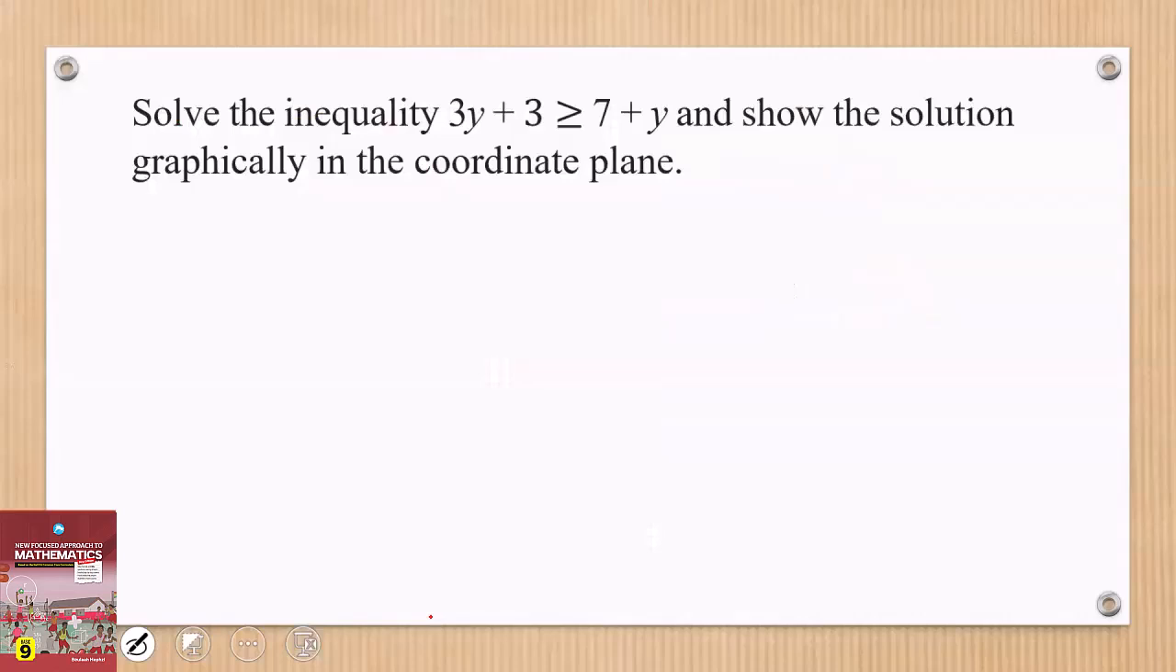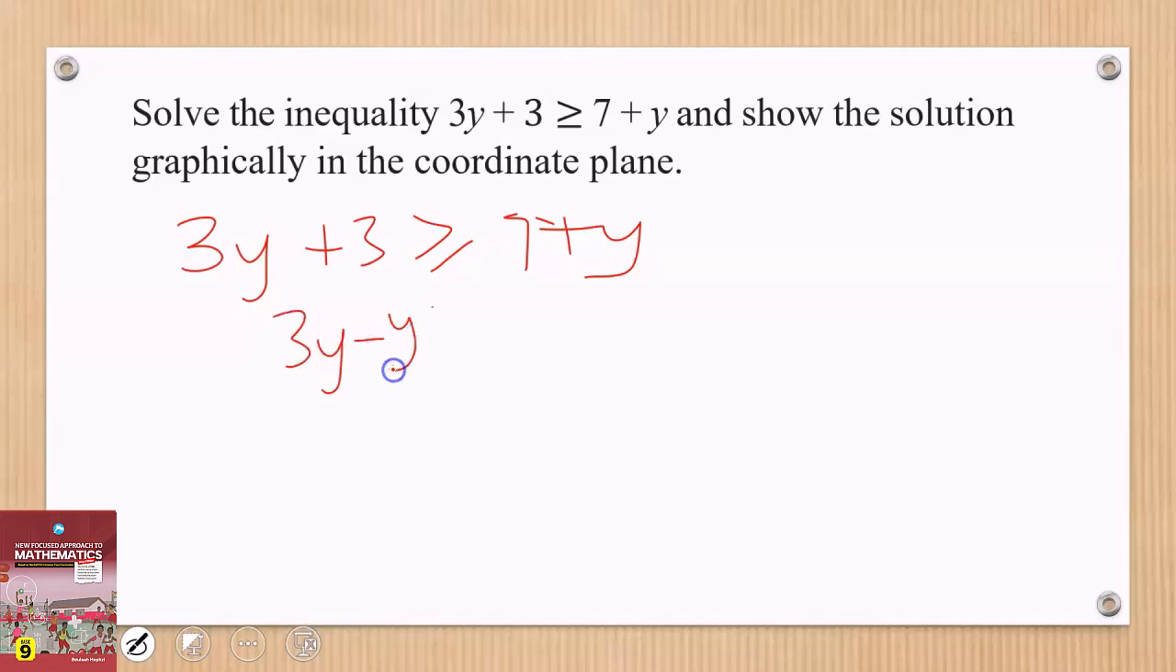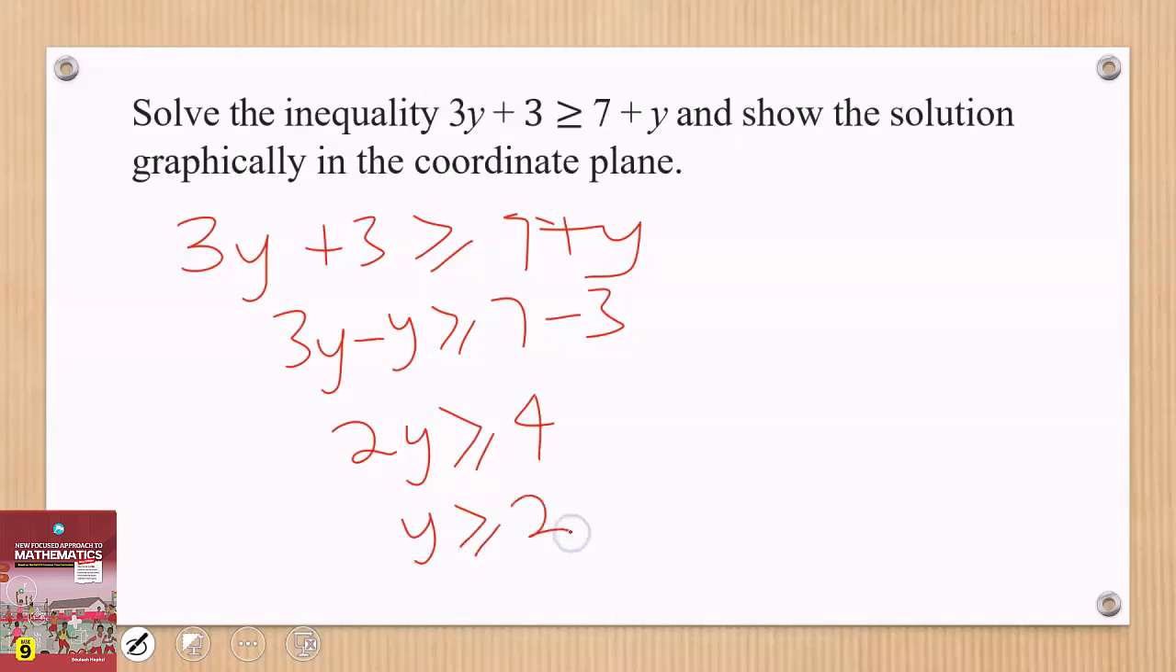Here we want to find the value of y in this inequality and then represent it graphically. So first of all, we have our 3y plus 3 greater or equal to 7 plus y. So making y the subject, we group like terms. Then we have 7 minus 3. While this is subtracting to give us 2y, this is subtracting to give us 4. And so again, we have y is greater than or equal to 2.